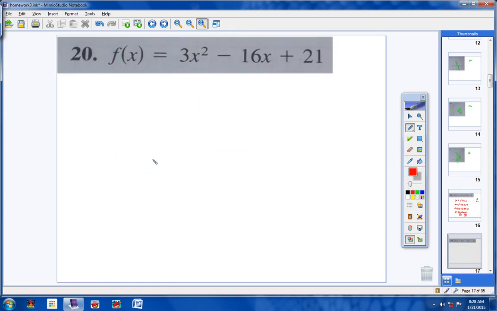Okay, number 20. Same thing it looks like to me. We're going to try to factor this if we can. So 3, put a 0 in for your y right here. 3 times 21 would be 63.